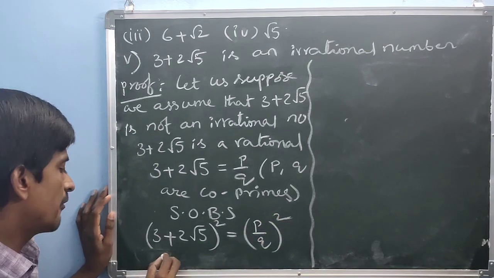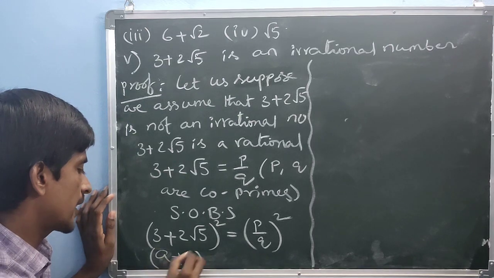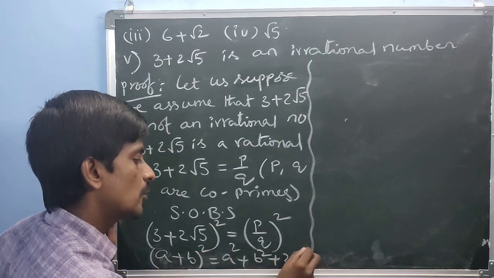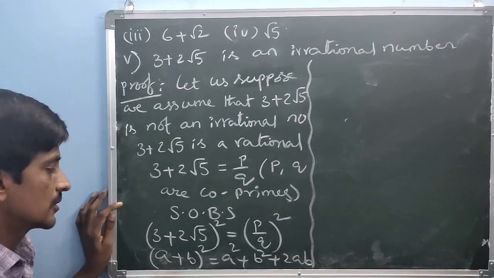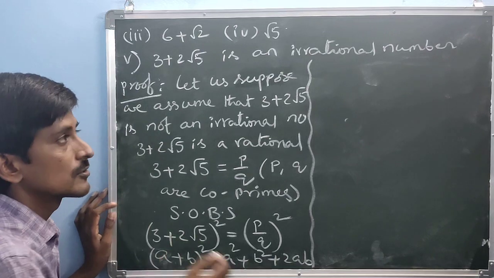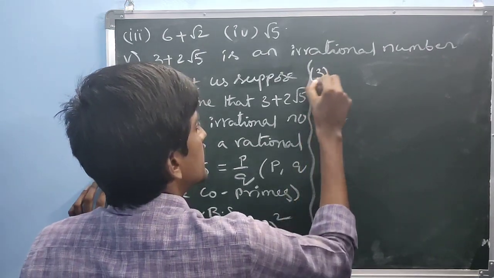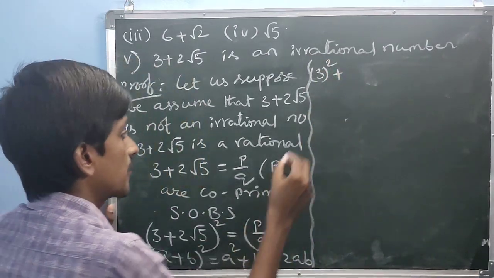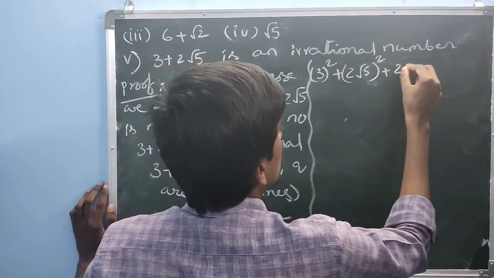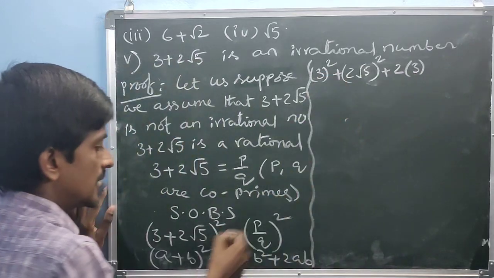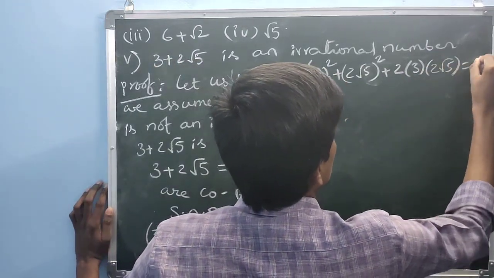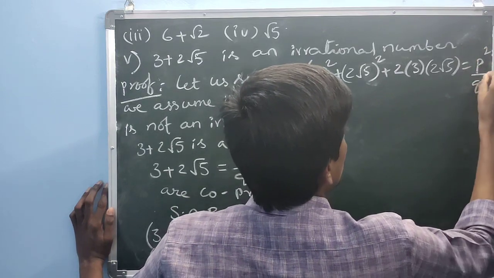Here the LHS is in the form (A plus B) whole square equals A square plus B square plus 2AB. So what is A? A is 3. B is 2 root 5. So A square, 3 square, plus B square, (2 root 5) whole square, plus 2 into A, which is 3, into B, which is 2 root 5, equals P square by Q square.